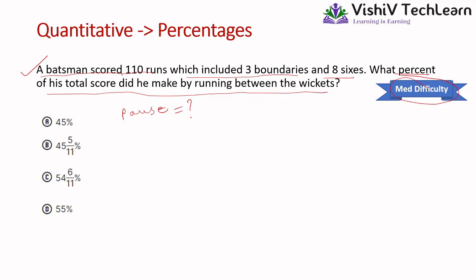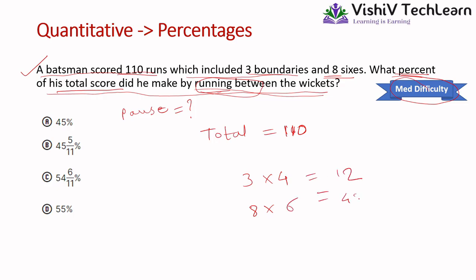Here the batsman has scored 110 runs, so the total score he made was 110. The question is what percent of his total score did he make by running between the wickets? When we talk about running between the wickets, it excludes the boundaries and sixes. So he had 3 boundaries, which is 3 into 4, and 8 sixes, which is 8 into 6. 3 4s are 12, 8 6s are 48, and this makes 60 runs.